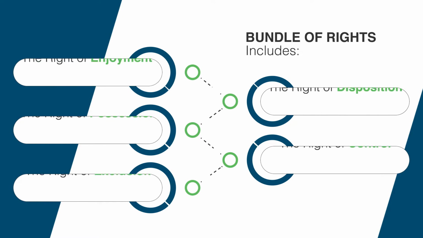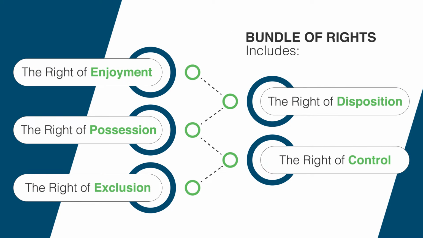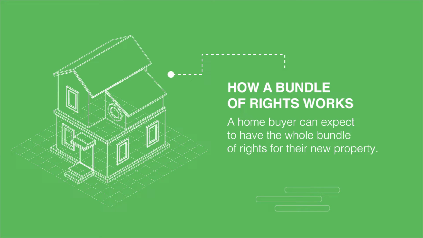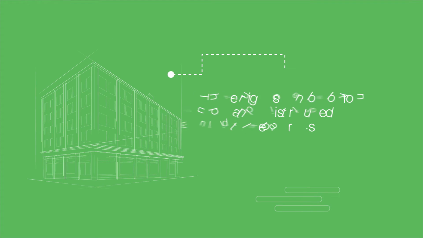Now let's look at the rights. The bundle of rights include the right of enjoyment, the right of disposition, the right of possession, the right of control, and the right of exclusion. How a bundle of rights works. Once a home purchase is completed, a typical home buyer can expect to have the whole bundle of rights for their new property. The rights of possession, control, exclusion, enjoyment, and disposition.